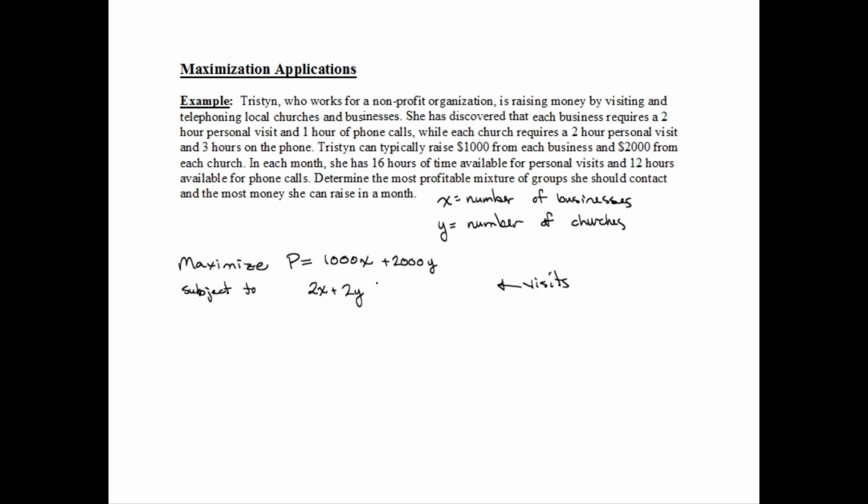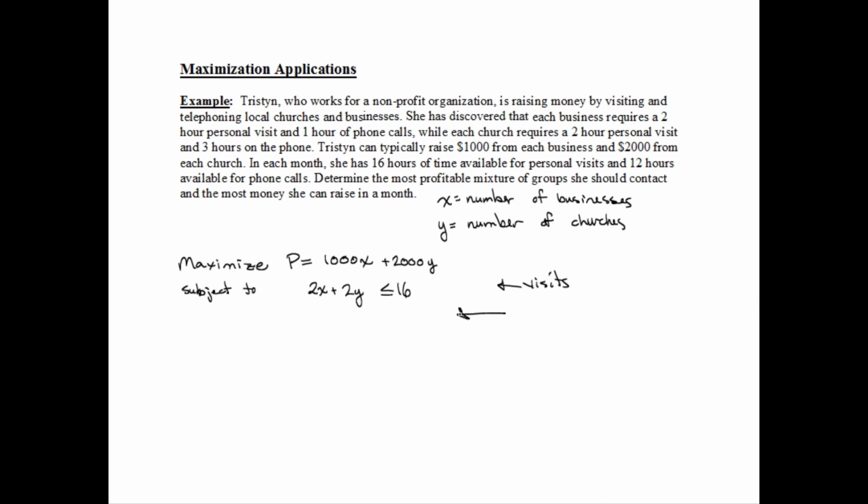Now, she has 16 hours of time available for visits. Ask yourself, does that mean it's going to be exactly 16 hours? Or could it be less, or could it be more? Since she has 16 hours of time available, it's okay for her total number of hours spent visiting to be less, but it cannot be more. Therefore, that 16 we can consider a maximum limit. It's okay to be less, but it cannot be more.